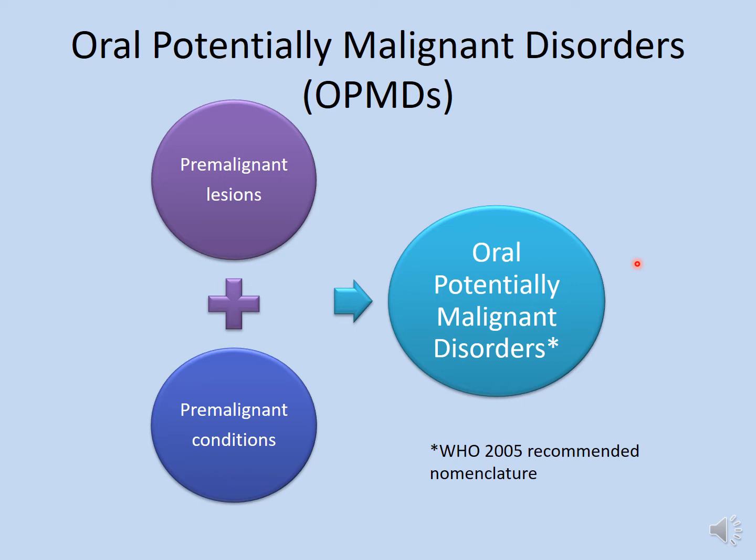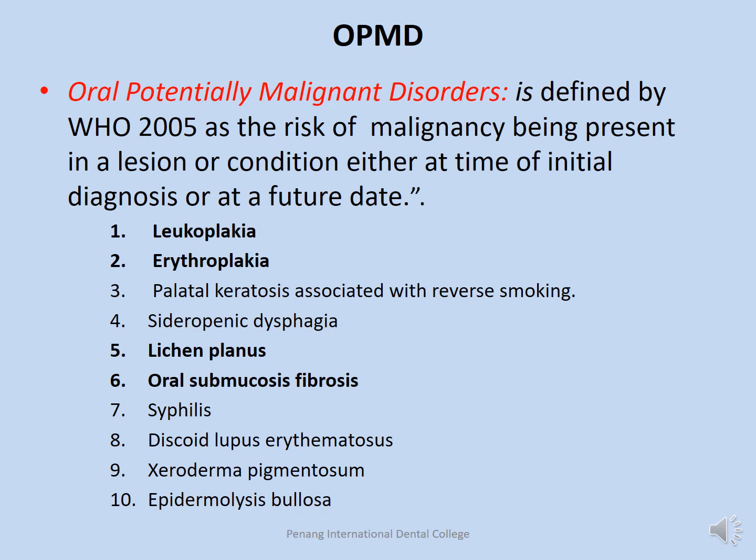This is very important, and the reason I stress it is that many of the textbooks still do not mention oral potentially malignant disorders and still categorize them as pre-malignant lesions and pre-malignant conditions, but we would want you to use the newer terminology. I do understand this is already more than 10 years old, but unfortunately this is how it is in some books. So oral potentially malignant disorders, abbreviated as OPMD, is defined by the WHO as the risk of malignancy being present in a lesion or condition either at the time of initial diagnosis or at a future date.